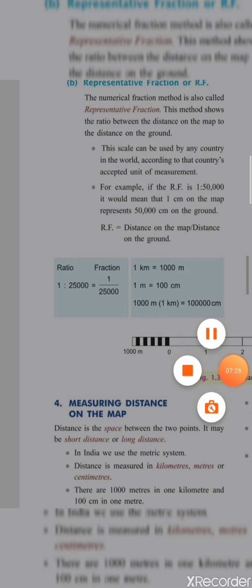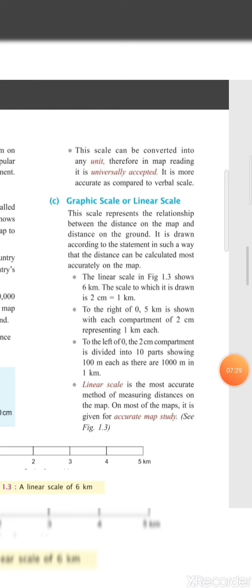The third scale is the graphical scale. This is also called a linear scale. Graphical scale is a means of visually showing the scale on a map. This is a very useful scale. This scale represents a relationship between distance on the map and the distance on the ground. It is drawn according to the statement in such a way that the distance can be calculated most accurately on the map.